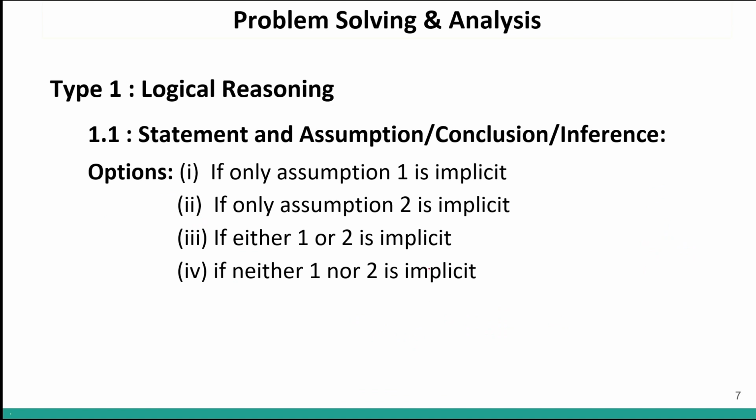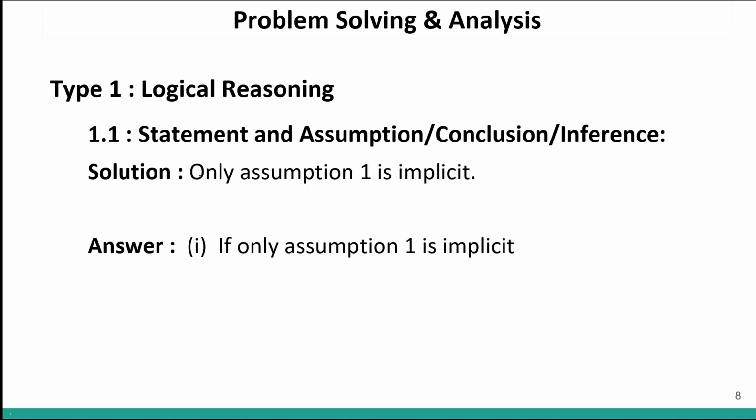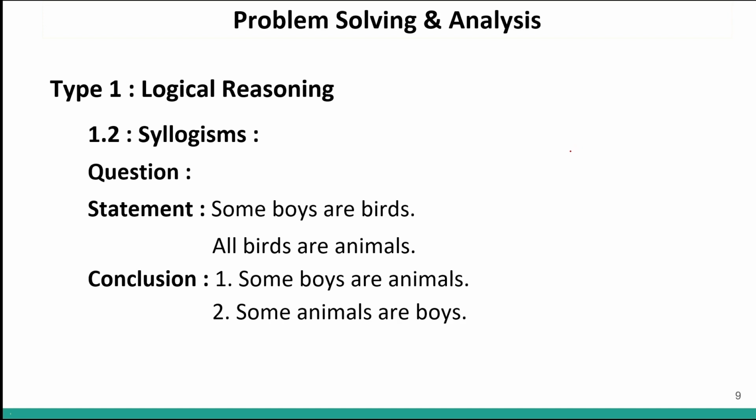So if we look at the options, only one assumption is implicit, only assumption 1 is implicit. Implicit means clear, there in the statement, either one, or neither, or both. So only one is implicit. So our answer will be option number 1, that only assumption 1 is implicit. So this was what we mean by statement, assumption, conclusion, and inference. Now let us move on to the next topic, that is syllogisms.